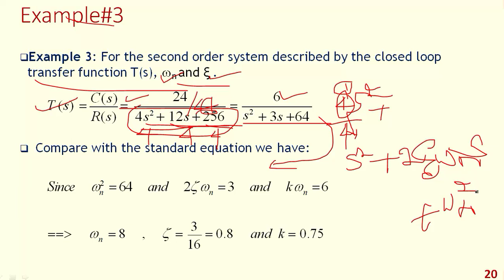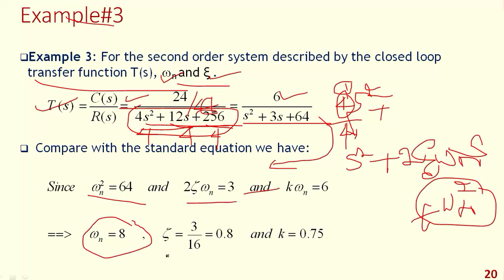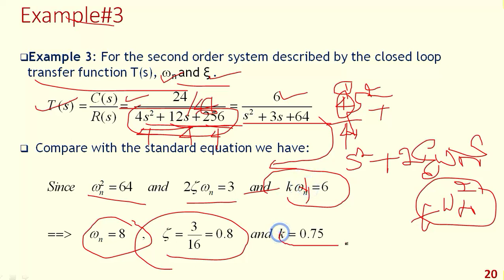Comparing the constant coefficient and the s coefficient, first the constant coefficient: omega n square equal to 64. Then omega n, taking the root of 64, is 8. Then 2 zeta omega n is equal to 3, so zeta is equal to 0.8. And if 2 zeta omega n equals 6, substituting the value of omega n, we will get 0.75.